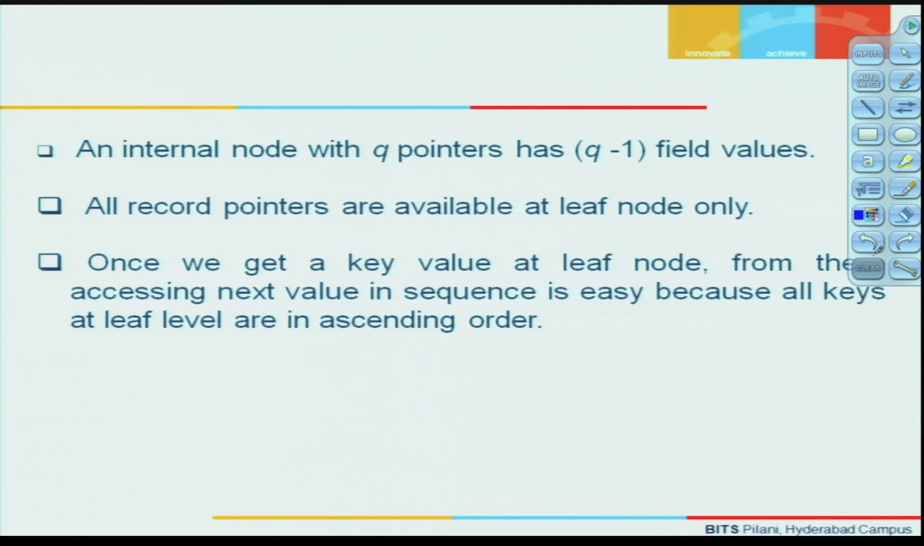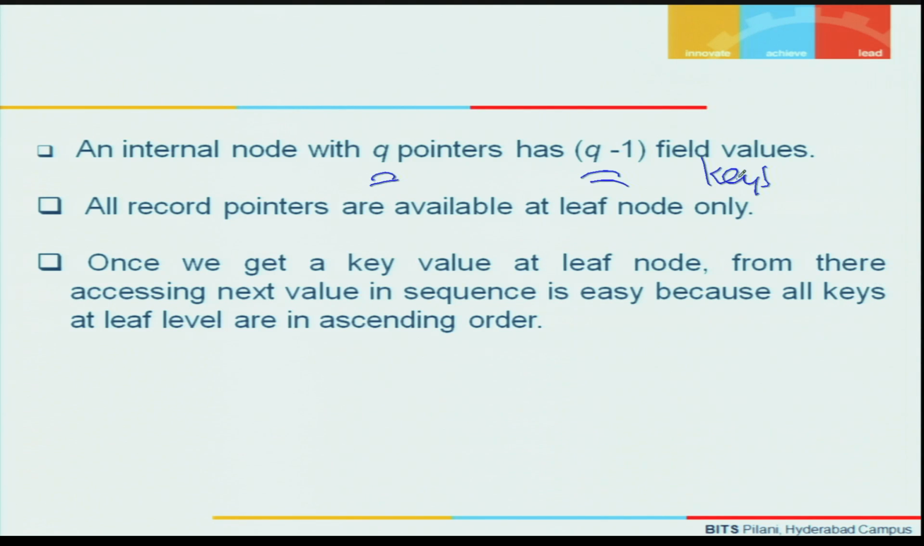An internal node with q pointers has q minus 1 field values or keys. That is obvious because it is an M-way search tree. All record pointers are available at leaf nodes only. The pointers which point to the actual records containing the key value are available at the leaf level.